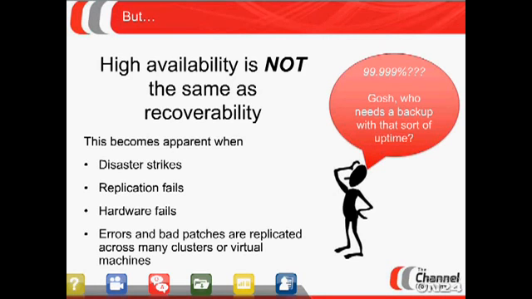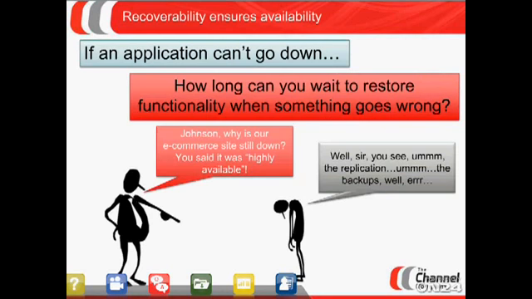Now, of course, on our next slide, we see more screen beans, an angry screen bean and a sad screen bean. And again, there's a certain naivete often among decision makers outside of IT, but who ultimately control the purse strings. "Johnson, why is our e-commerce site still down? You said it was highly available." Well, as it turns out, in this fictional case, it was the backup that was the problem. We may have been able to recover quickly had we had a really robust, solid backup system in place.